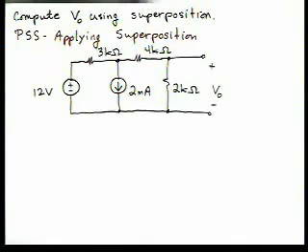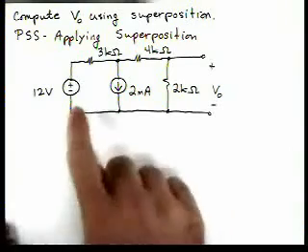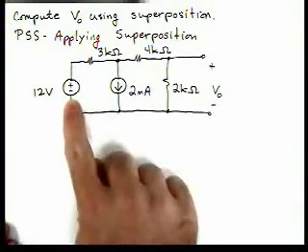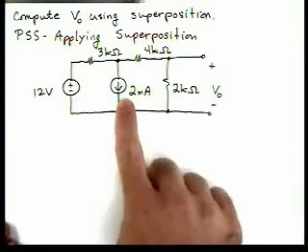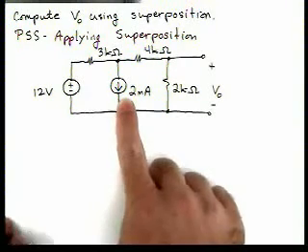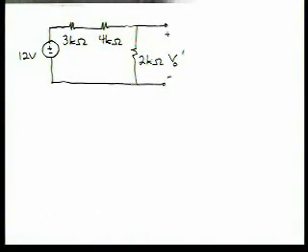So we have two sources. We have a voltage source and a current source. What we'll do first is analyze the circuit with this source active and this source inactive. So we're going to turn this source to 0. When we do that, we take that current source and replace it by an open circuit. So here's our resulting circuit.